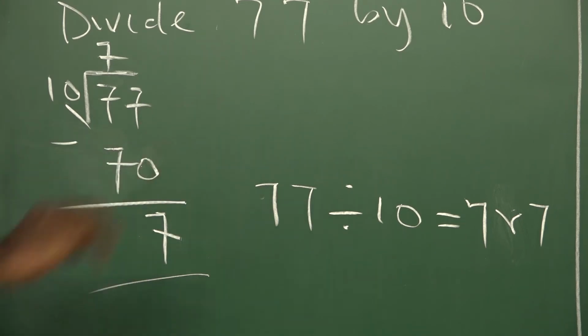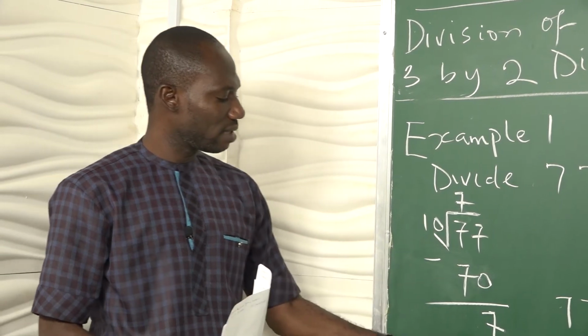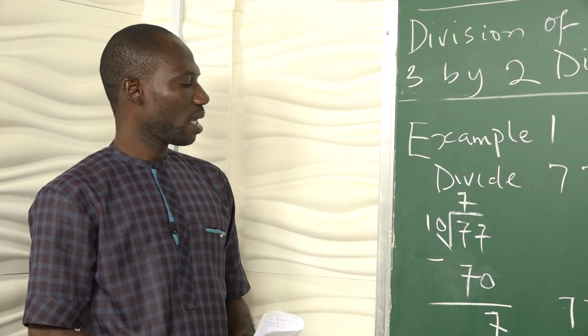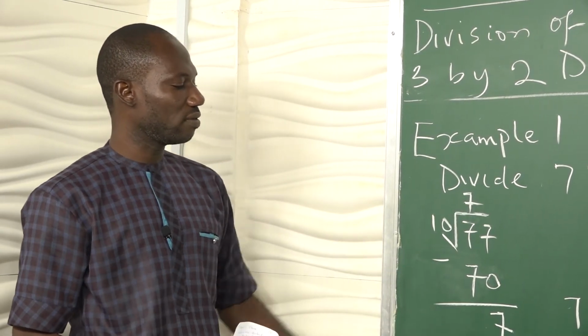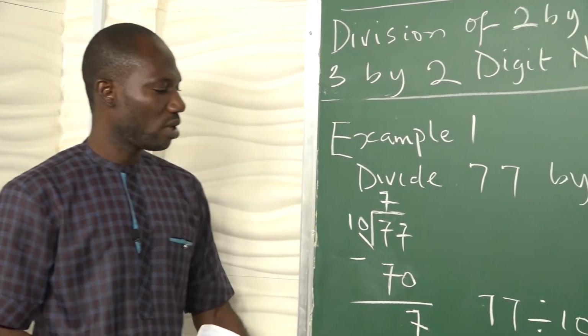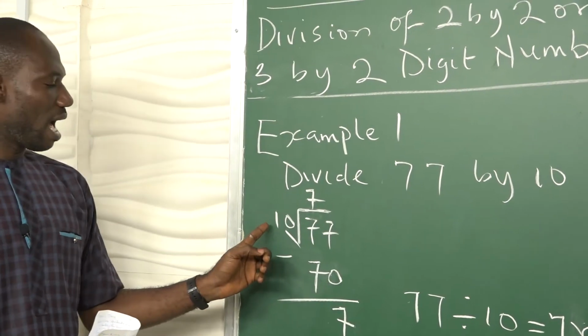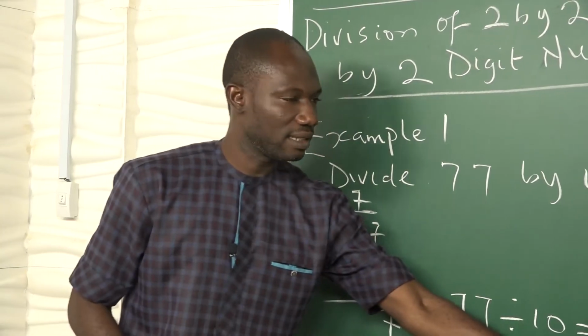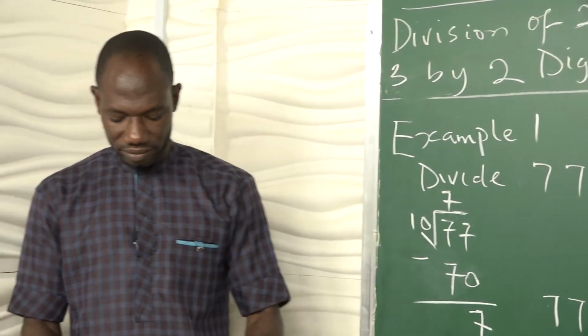So at this level, we stop there. That is our answer, because we have 7 here, and then we have 7 here. So 10 can no longer go into 7. That's why we have to stop. And then our answer is this 7, the first 7 here, and then remainder 7. That is the remaining 7. So we have R7 there.